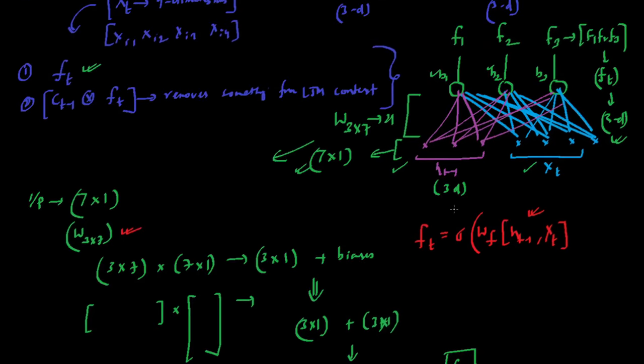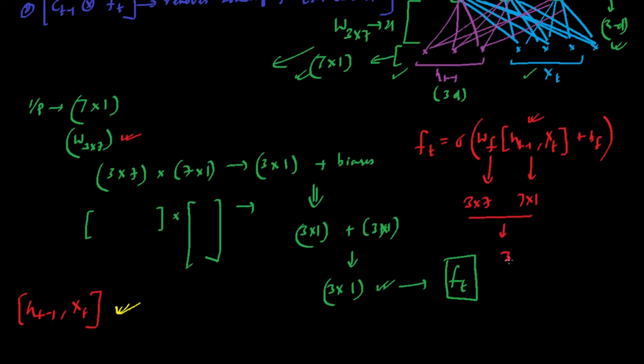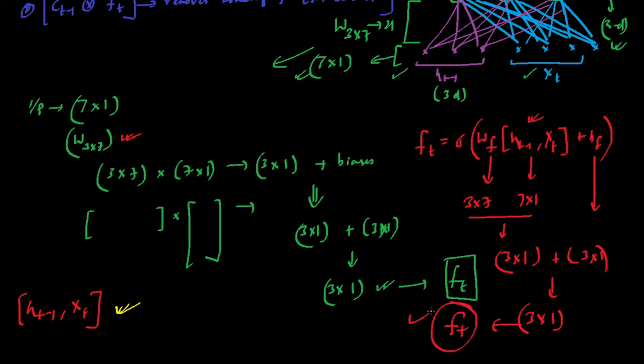Okay, so my f of t is sigmoid function of Wf multiplied with ht minus 1 comma xt plus my biases, which I will write like this. Now you can see this is your 3 cross 7 matrix, this is your 7 cross 1 matrix. So, your matrix multiplication is always going to return 3 cross 1. This is your 3 cross 1 matrix, and there is an addition here, and the output is always going to be a 3 cross 1, which is your f of t, hence derived, right?